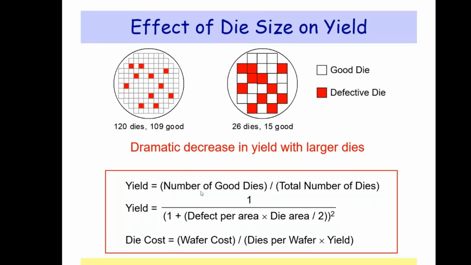So yield is equal to the number of good dies divided by the total number of dies. And your die cost is equal to wafer cost divided by dies per wafer times yield. So this affects the manufacturer a lot.